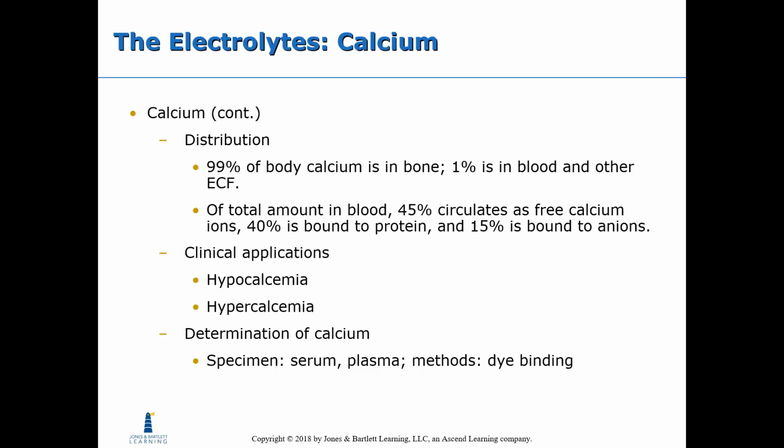Calcium distribution: 99% of the body's calcium is in bone, as mentioned previously, and 1% is in blood. Of the total amount in blood, 45% circulates as free calcium ions, 40% is bound to protein, and 15% is bound to anions. Clinical applications: hypocalcemia, not enough calcium; hypercalcemia, too much calcium. The determination of calcium can be done in serum or plasma, and the methods include dye binding.